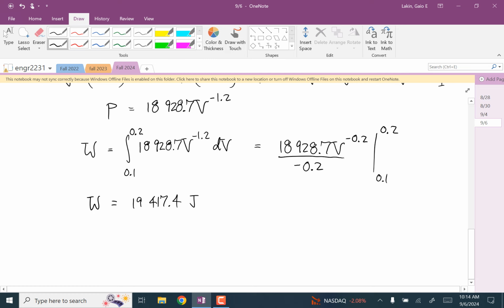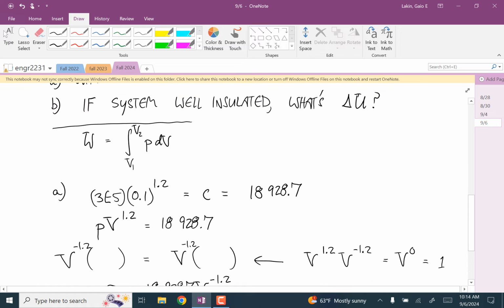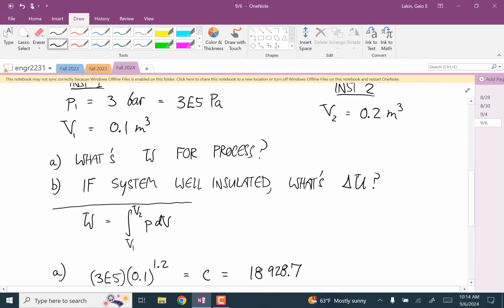Does it make sense that the work is positive? That is based on a rule that you should keep in mind because it's really helpful for stuff like this. Anytime your system expands, the work of expansion, W, is positive. Anytime your system contracts, the work is negative. This is going from a volume of 0.1 to 0.2, so we know it needs to be a positive work.